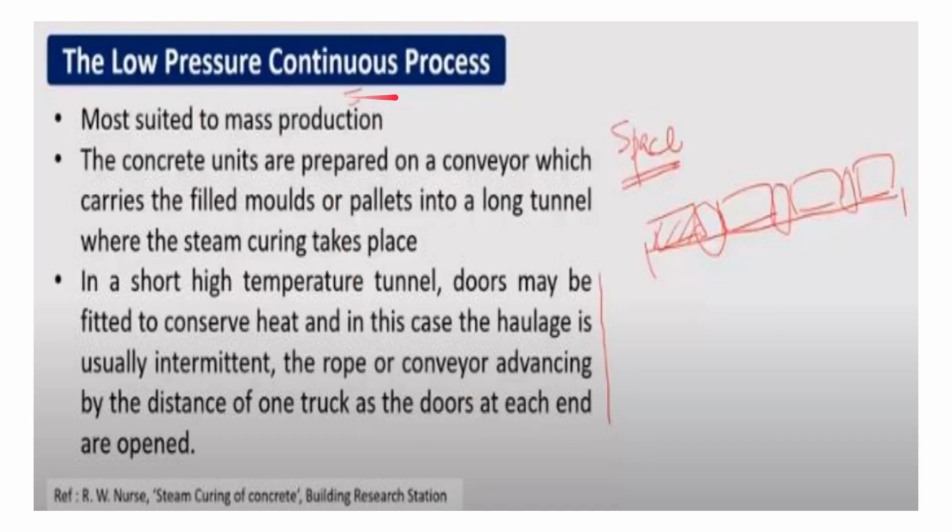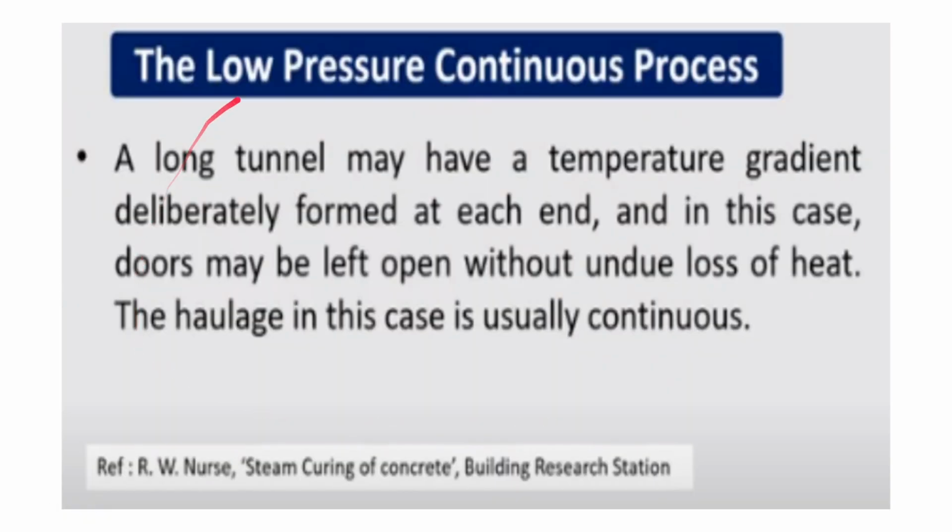And if we see the low pressure continuous process, it is most suited to mass production. The concrete units are prepared on a conveyor which carries the filled molds or pallets into a long tunnel where the steam curing takes place. In a short high temperature tunnel, doors may be fitted to conserve heat, and in this case the haulage is usually intermittent, the rope or conveyor advancing by the distance of one truck as the doors at each end are open. In a long tunnel, a temperature gradient may be deliberately formed at each end, and in this case doors may be left open without undue loss of heat. The haulage in this case is usually continuous.